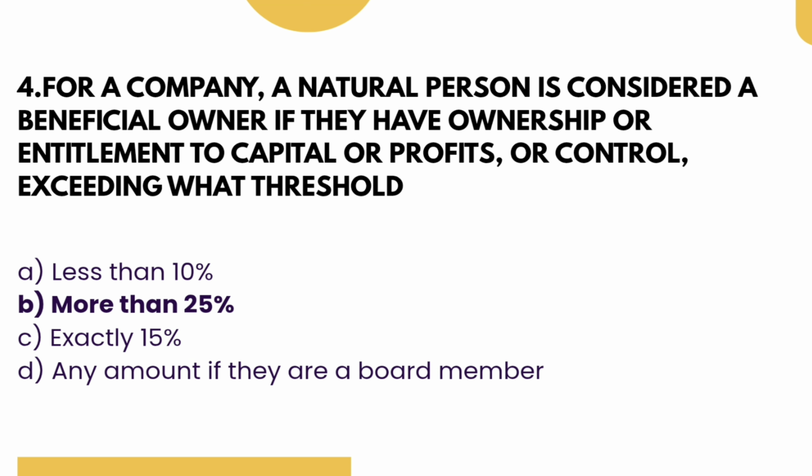Now, remember, in the case of a partnership firm, the threshold value should be more than 15%. In case of unincorporated association or body of individuals, it has to be more than 15%. Also, in case of a trust, it has to be more than 15%. So, only in case of a company, it will be more than 25%.